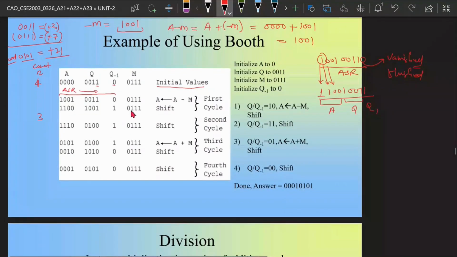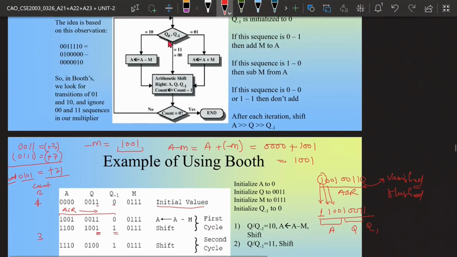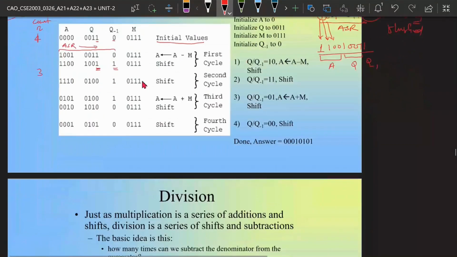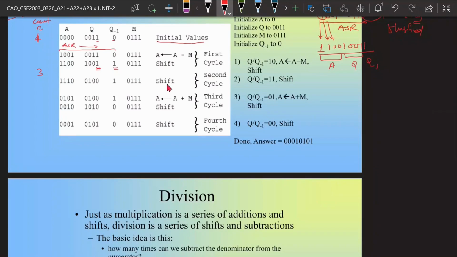So at this step, we should be checking the value of Q0 and Q minus 1. Q0 is this value and Q minus 1 is this value. This is 1 and 1. So based on the algorithm, if Q0 and Q minus 1 are 1 and 1, then we should be moving to this step, that is arithmetic shift right only. We should be just performing the arithmetic shift right. There is no addition or subtraction. So we are going to shift it right. Once we shift it right, again we do the same: the magnitude value will be the same, and again this will be shifted.